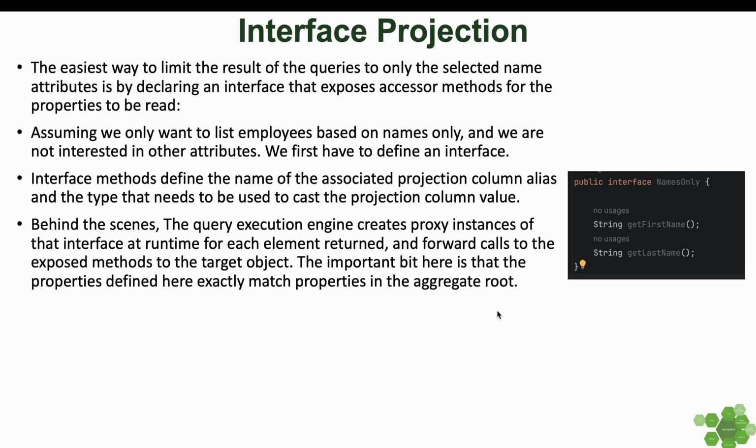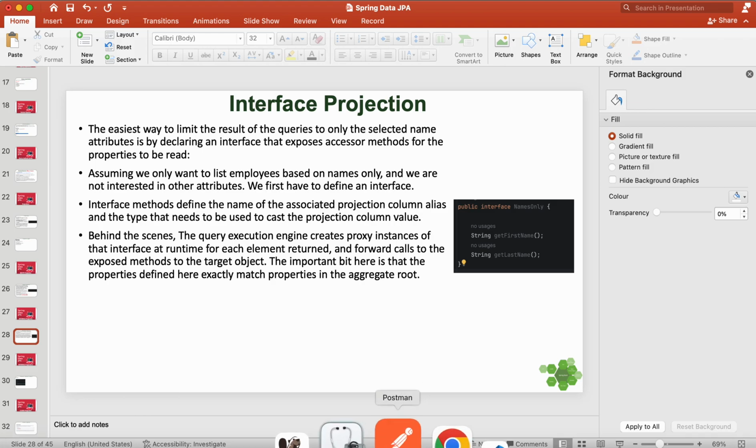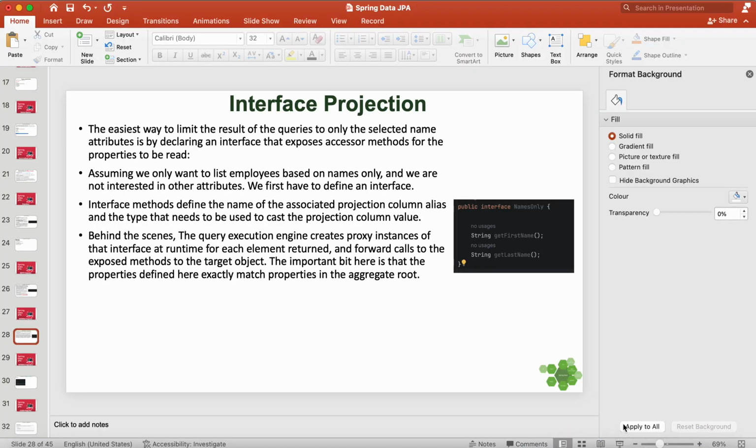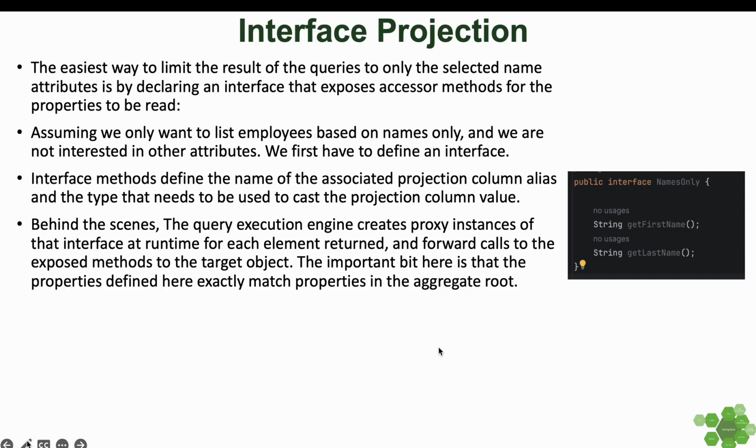So assuming we only want to list employees based on names only. Let's go back. Here we have ID, name, first name, last name, and address. But there are situations where you're just interested in these two. So we just want names only. We are not interested in other attributes.